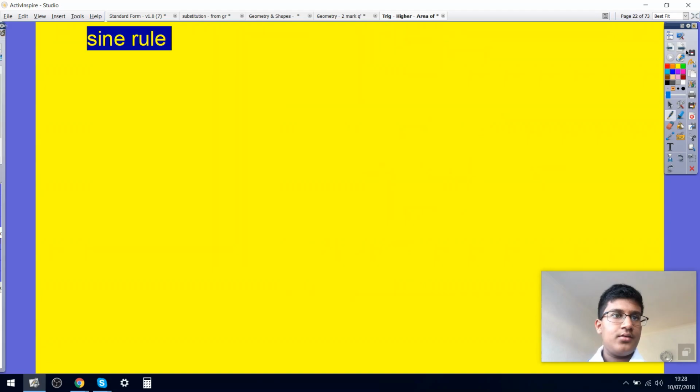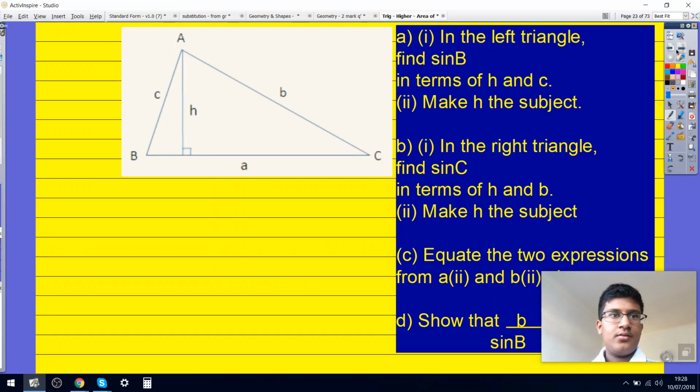Okay, sine rule. So those are the ones that are just the area. Sine rule. In the triangle on the left, find sine of the angle B. So sine B equals, sine is opposite over hypotenuse, that equals H over C. And then make H the subject. So sine B is H over C, H is C sine B.